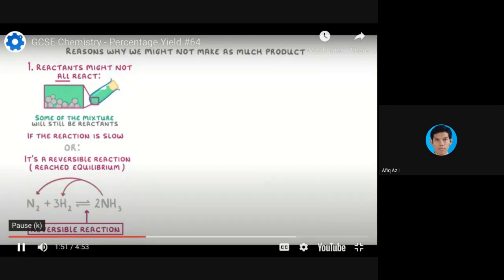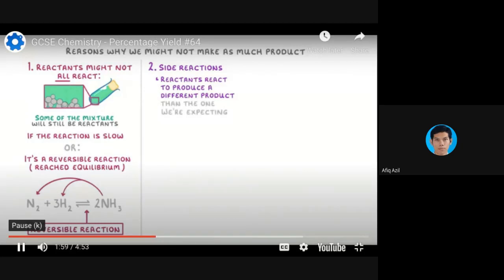The second reason is that there could be side reactions, which is where the reactant reacts to produce a different product than the one that we were expecting. For example, if we were looking at the same reaction as a minute ago, some of the nitrogen might react with oxygen from the air to make nitrogen dioxide, instead of going to make ammonia like we wanted it to. And so we'd end up with less ammonia than we expected.